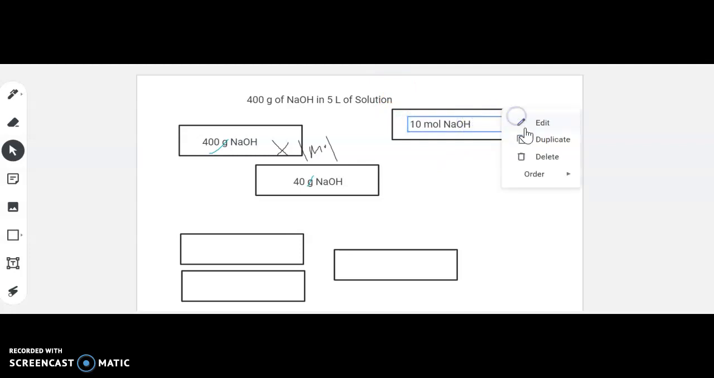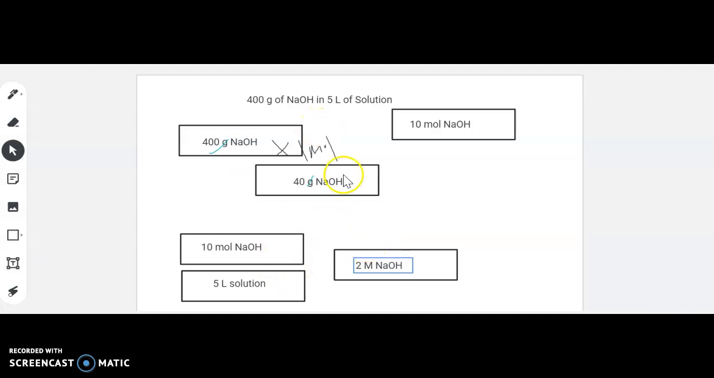We are then going to take these 10 moles and get our molarity. We have 10 moles of sodium hydroxide, and it says 400 grams in 5 liters of solution, so we're going to divide by 5 liters of solution. 10 divided by 5 gives us 2 moles per 1 liter. That can be written as moles per liter, or you can use capital M for molarity of sodium hydroxide. So the concentration is 2 moles for every 1 liter. That's solving the first one.